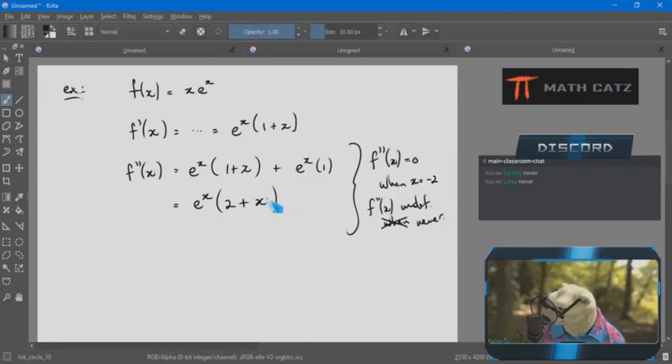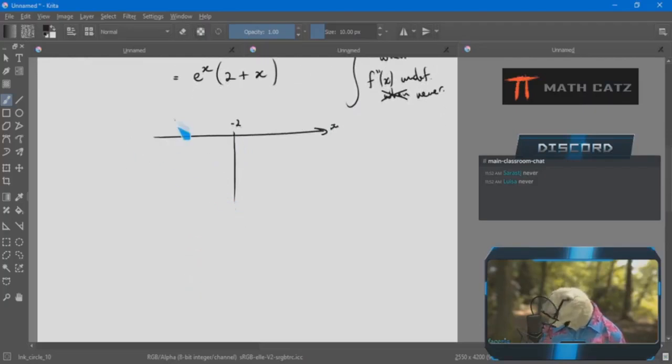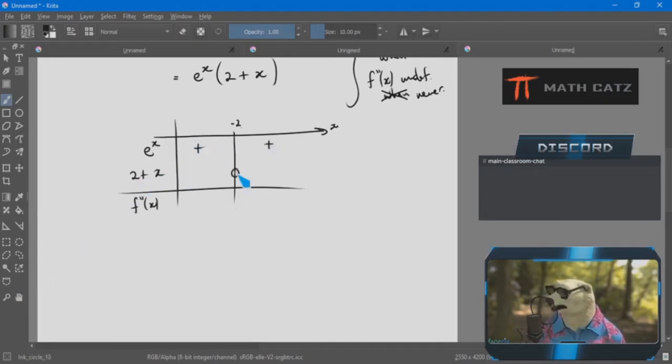That was really what we were talking about, but they're both defined. Everything's good. It's not going to be undefined ever either. So I get one contender. That's not bad. It's better than nothing, I guess. Mark it off here, -2. Then I'm going to list everything. I have an e to the x. I have a 2 plus x, and they combine to give me my second derivative. E to the x, we just said, is always positive. 2 plus x is 0 when x is -2. It's multiplication to make the second derivative 0.